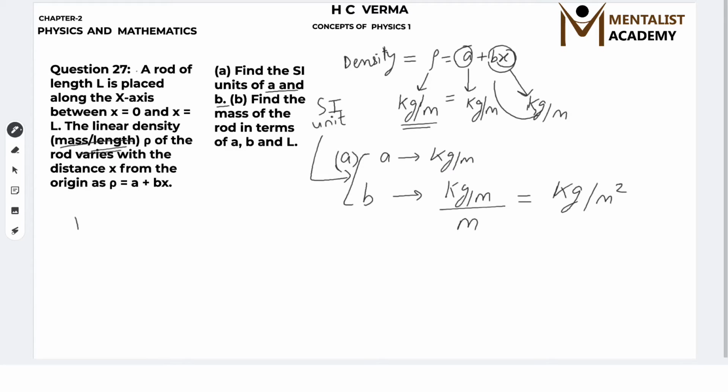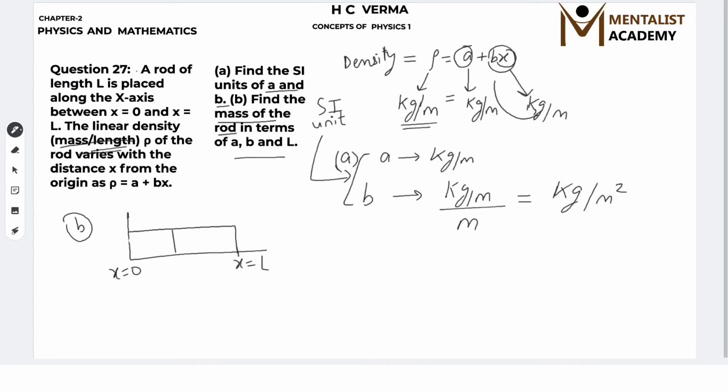Now in part B they are asking us to find the mass of the rod in terms of A, B and L. Now let's say this is the rod. It's not actually a uniform rod, but let's make it a simple rod. Let's say this is the rod and it is placed from x equal to 0 to x equal to L. We have to find the mass of this rod.